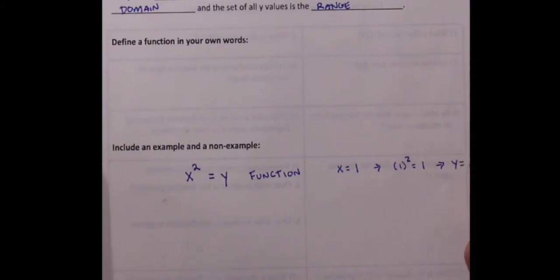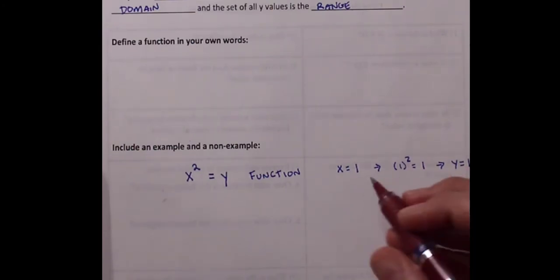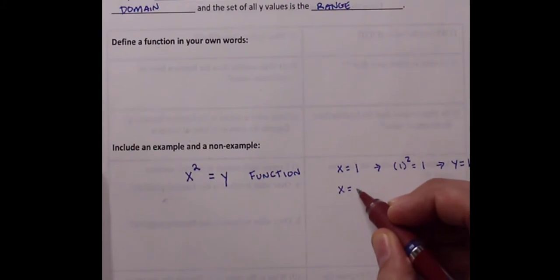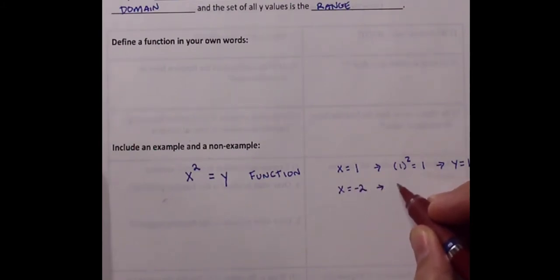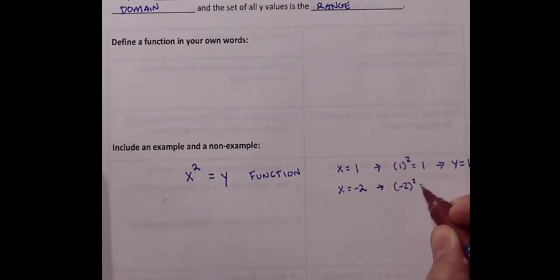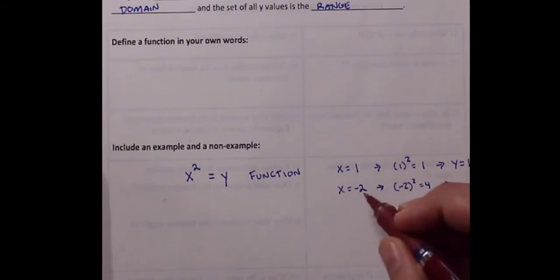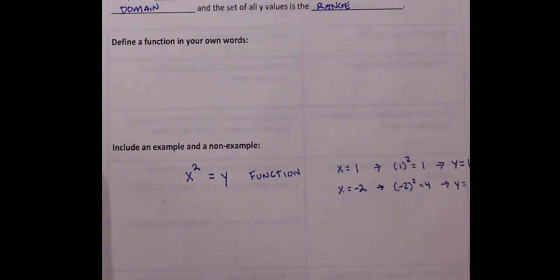That's irrelevant in this case. What we're interested in is if only one y value comes out of this function when one x value goes in. Same thing as if I were to pick -2. -2 squared gives us a 4. And so when I plug in a -2, I get out +4 for y.